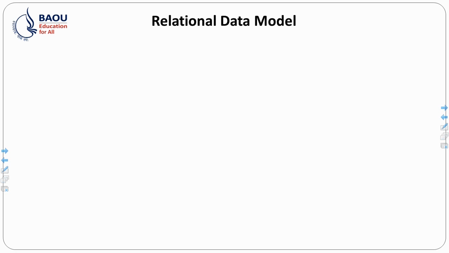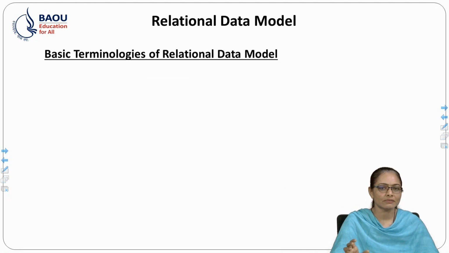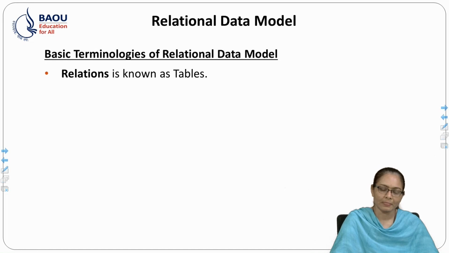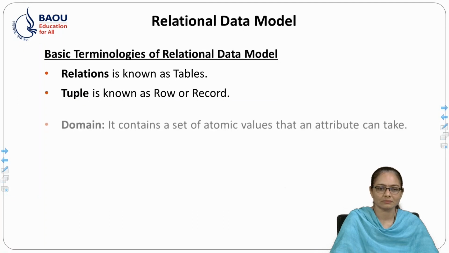Now, first of all, we know the relational database model, and we need to know the basic terminologies of the relational data model. First, what is a relation? A relation is known as a table. A table is also called a relation. And in a relation, a tuple is used. So what is a tuple? A tuple is known as a record or row.